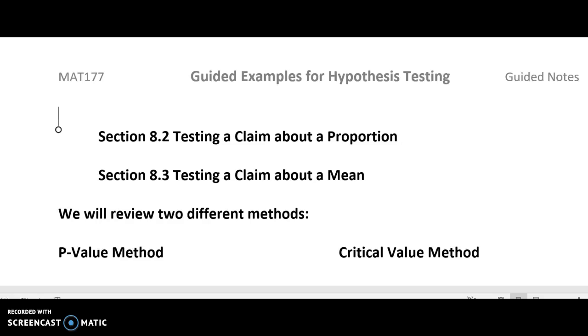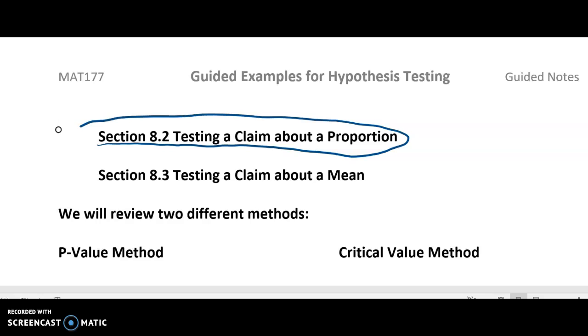In this video, we're going to discuss Section 8.2, testing a claim about a population proportion. We'll be reviewing the p-value method and the critical value method. You need your guided examples notes for the hypothesis testing packet as we go through this. We'll go through the first half of it in this video. Please pause the video and make sure that you have your guided notes.